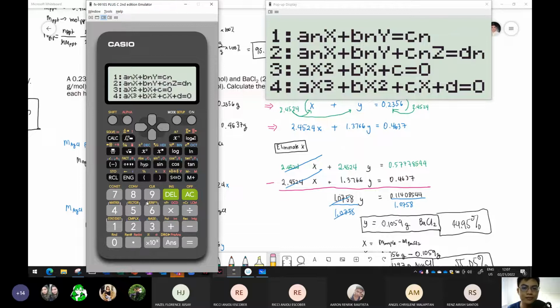And then what's next? You have your AX, BY equals Cn. That's what we will select, because we have two unknowns, the X and the Y. Select the A.